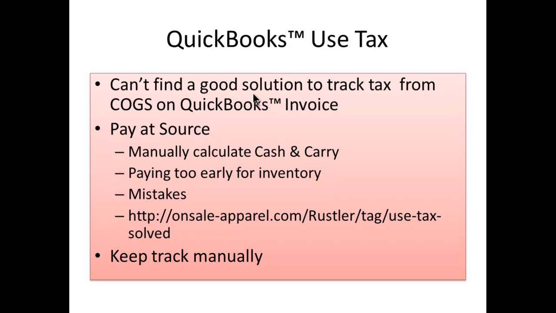So what do we do? Well, there's a couple of things that we can do to try to get around this. First of all, we pay at the source. That means your vendors, whoever is selling you your product, a lot of times will charge you the sales tax on the invoice, and then they will remit the taxes to the state. And the reason they do this is because in some software like QuickBooks, there's not a good way to track this. There's a couple of problems with this.